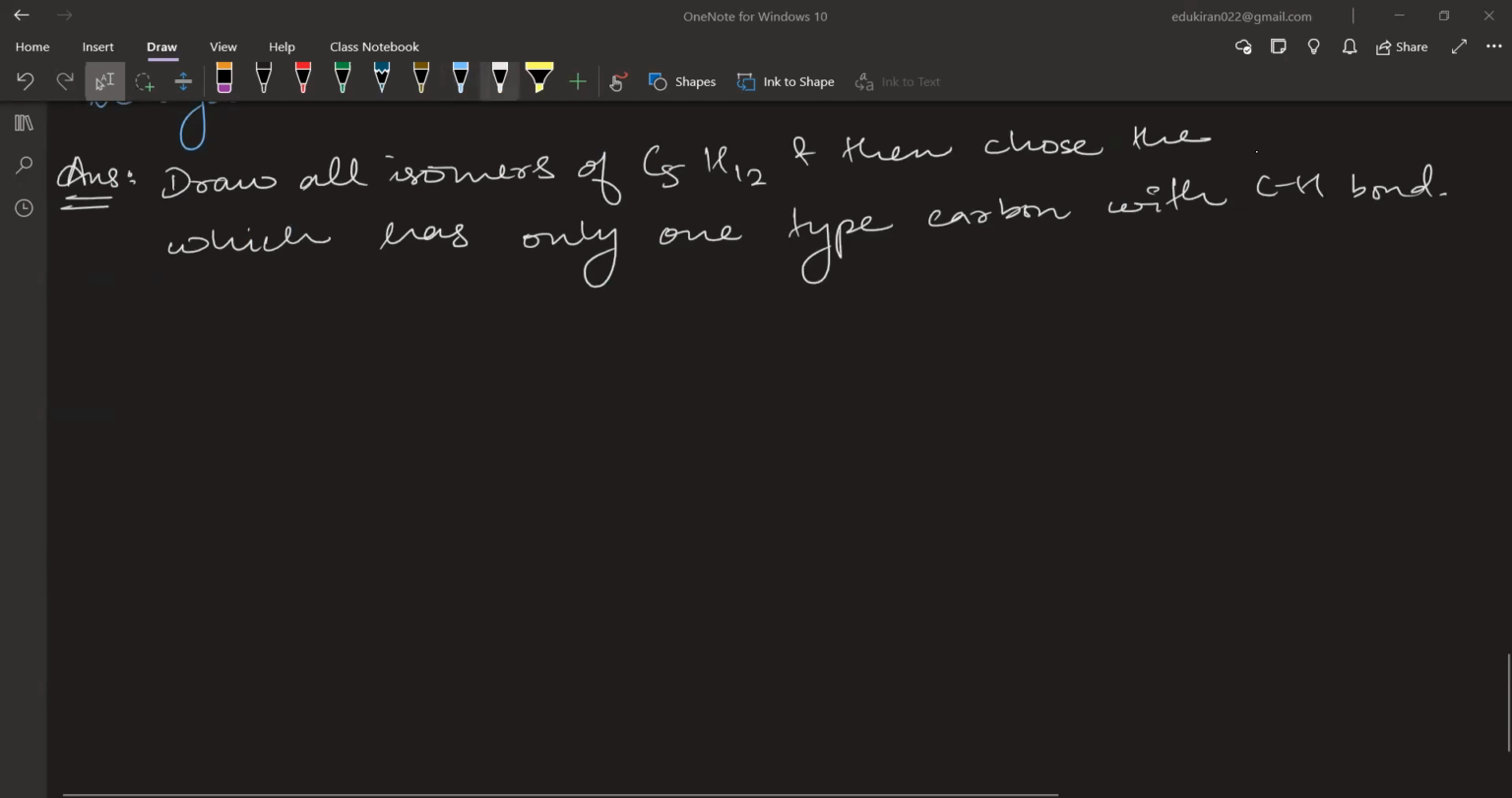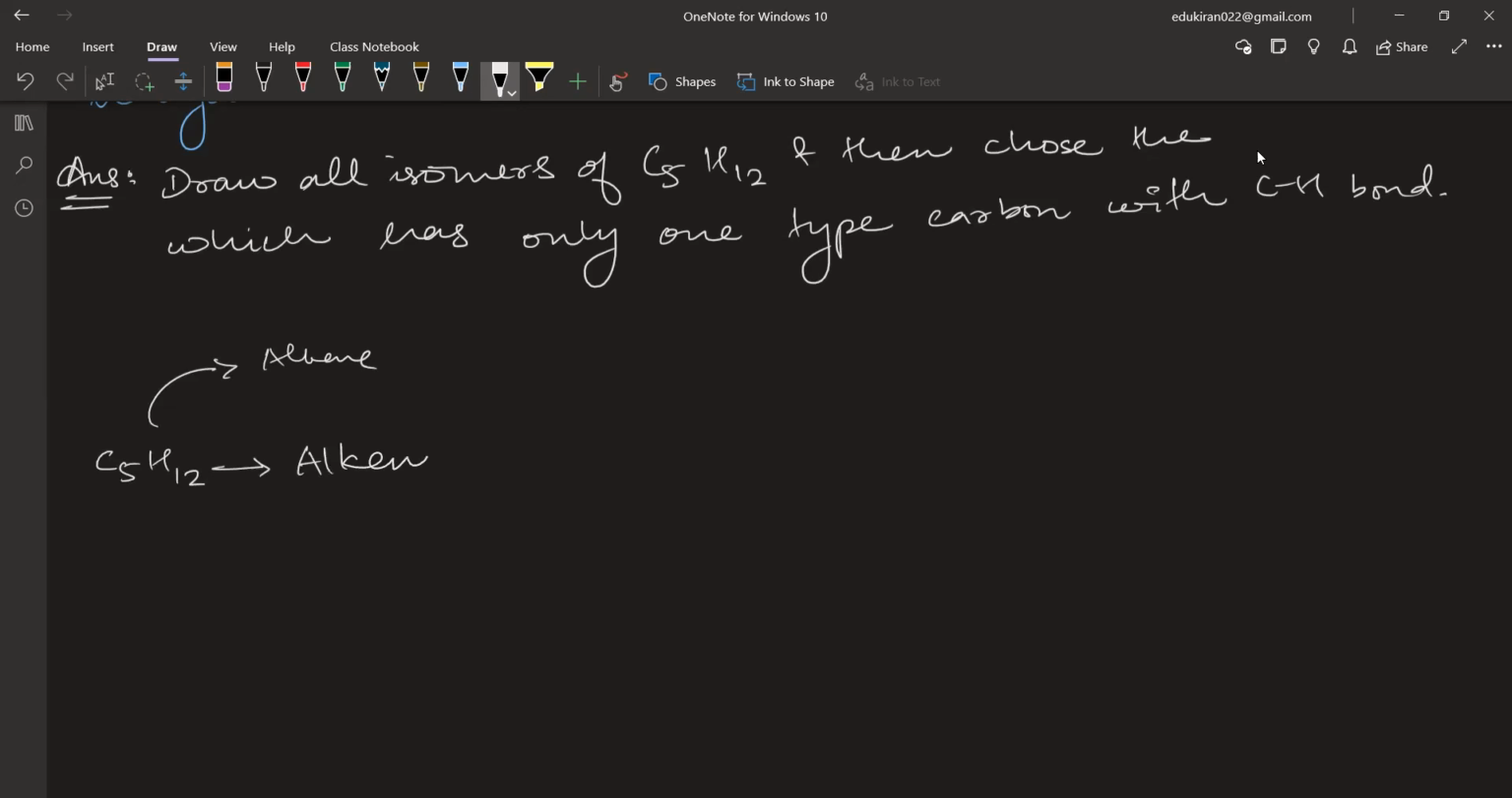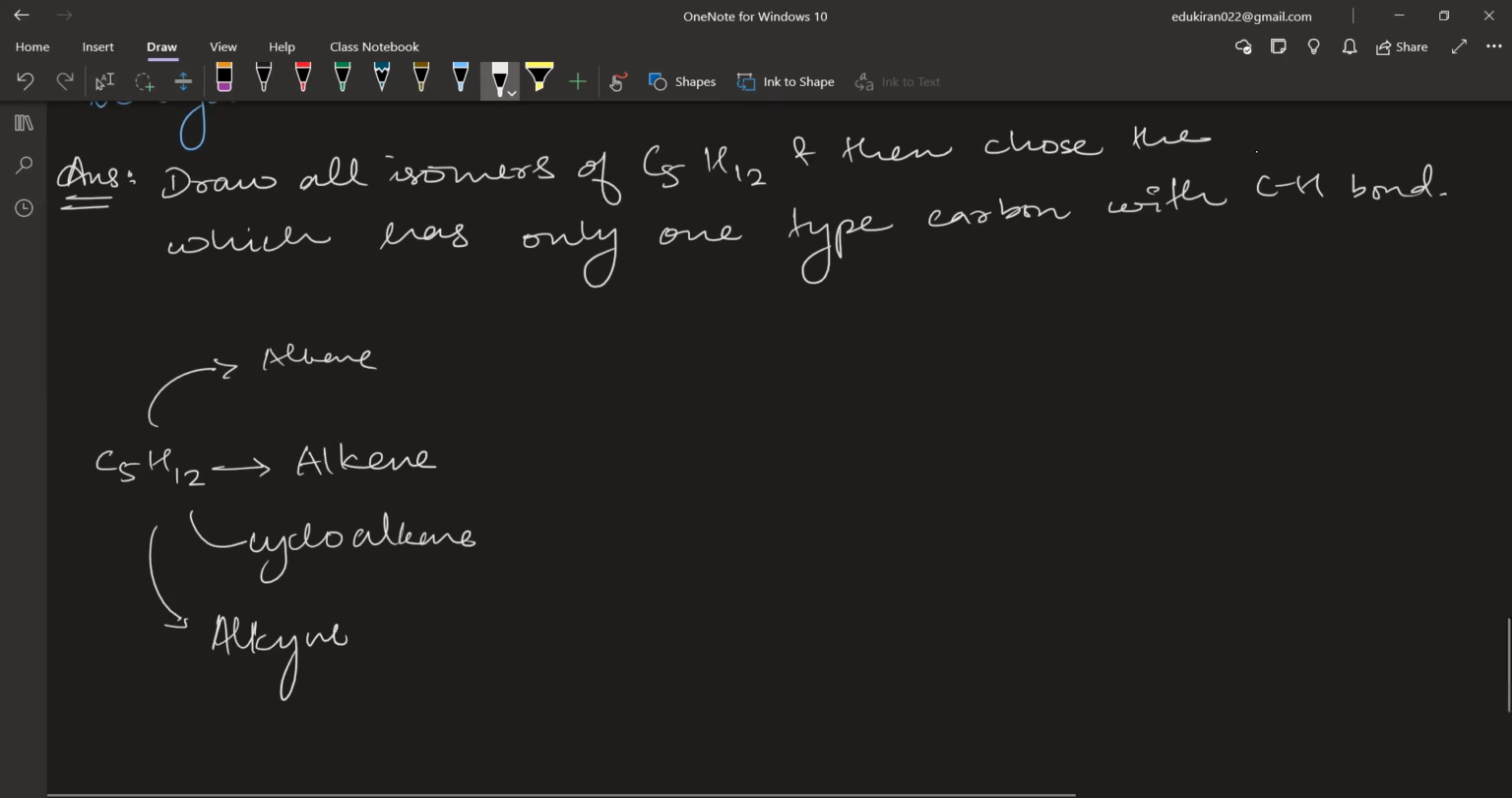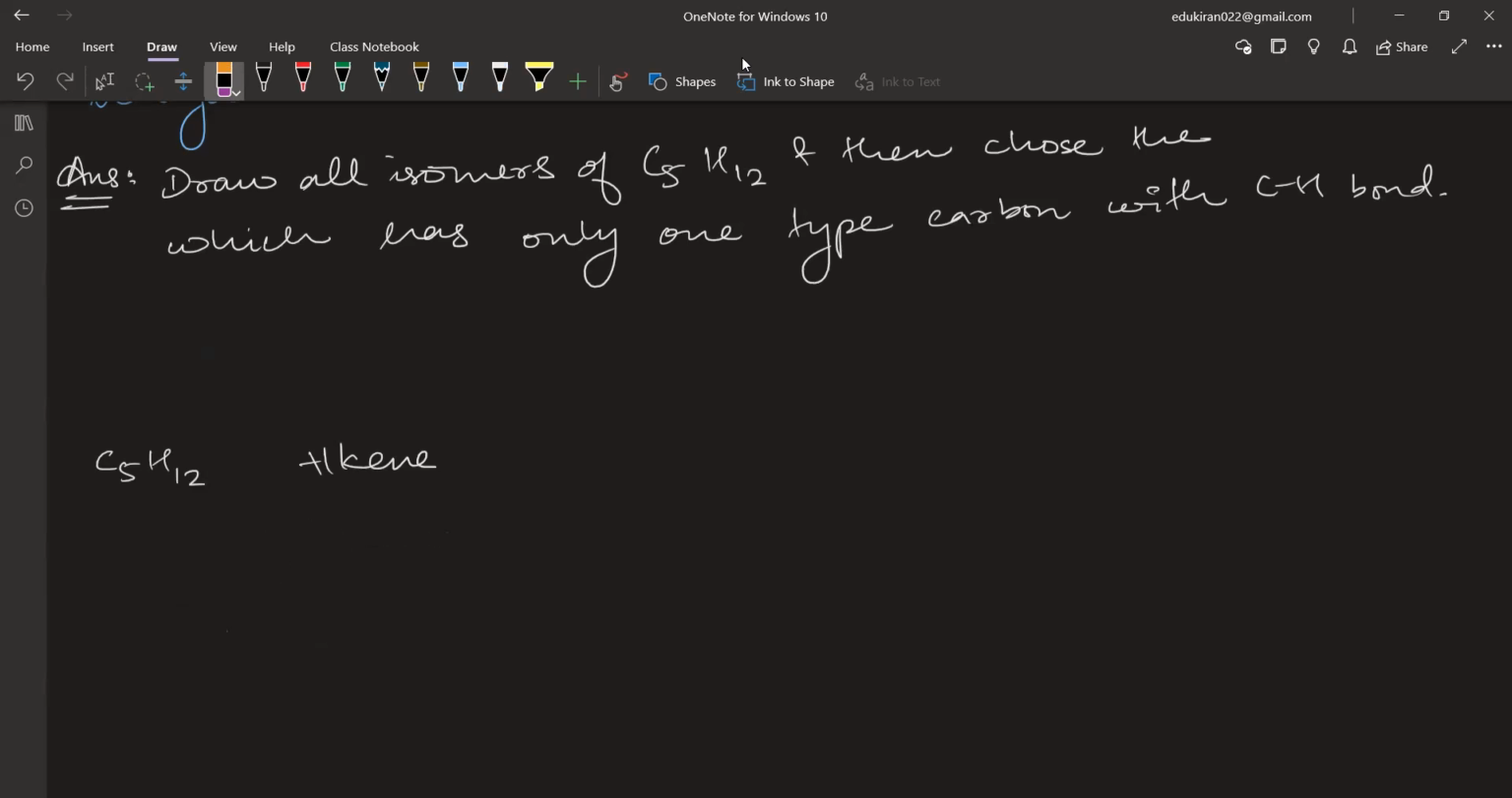Now listen. C5H12. First question, Mansi, आप बताइएगा. Is this alkane, alkene, cycloalkane, or alkyne? What do you think? What is this? C5H12 will be what? Alkane. Why alkane? CnH2n plus 2. Very good, Mansi. Because it fits the formula of CnH2n plus 2. देख रहे हैं? Now, can you see how minute things are in the 12th standard? If you don't know this one, then you will be stuck.